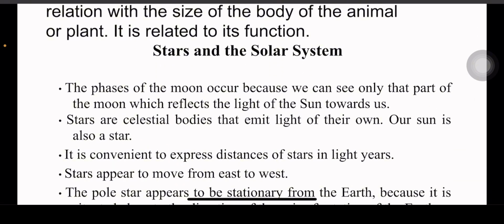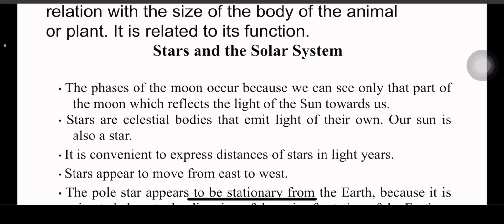Stars and the solar system. The phases of the moon occur because we can see only that part of the moon which reflects the light of the sun towards us. Stars are celestial bodies that emit light of their own. Our sun is also a star.